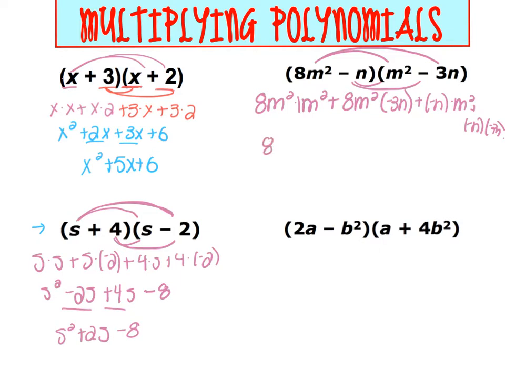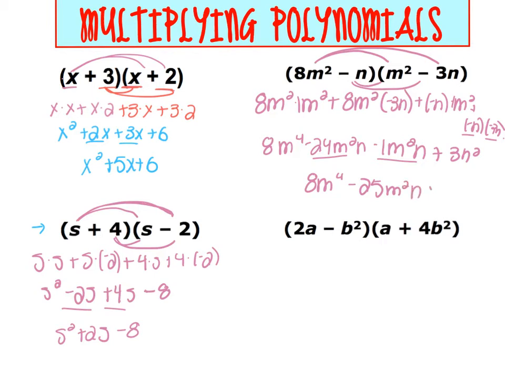8m, there would be a 1, right? 8 times 1 is 8. m squared times m squared is m to the 4th. Here, 8 times 3 is negative 24. And then I just have m squared n, since I don't have anything to multiply. There's a 1 in front of that. That just becomes 1m squared n plus 3n squared for the negative n times negative 3n. Then I can combine like terms. I get 8m to the 4th minus 25m squared n plus 3n squared.